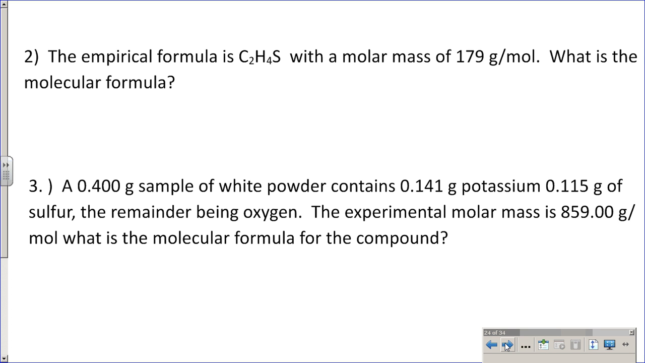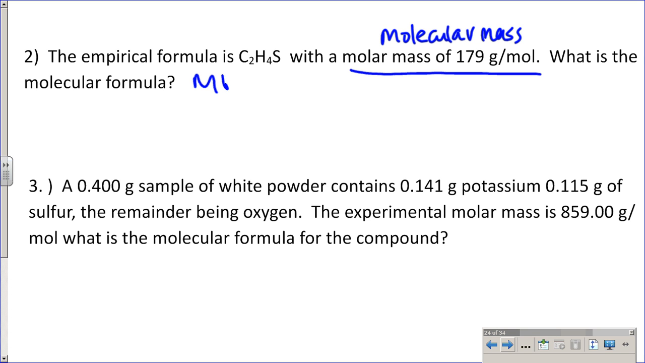So the empirical formula is C2H4S with a molar mass of 179. This is what I just wrote down. This is a molecular mass. Sometimes we call it molar mass, sometimes we call it molecular mass, but that's the part of the formula we were just talking about. It's 179 grams per mole. What is the MF? What's the molecular formula?